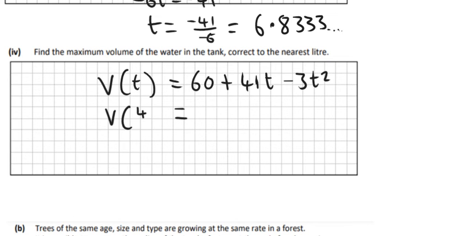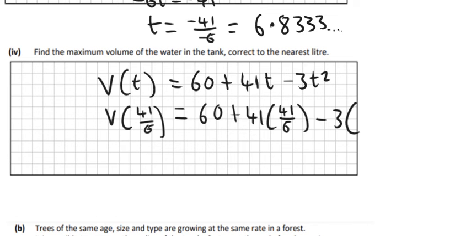So we're going to put in this 41. We can put in 41 over 6, because I'm just going to take this, as it'll be easier to put in than writing out a recurring decimal. So it'll just be more accurate. So we can get 60 plus 41 times 41 over 6 minus 3 times 41 over 6 squared. And then it's just using the calculator again.